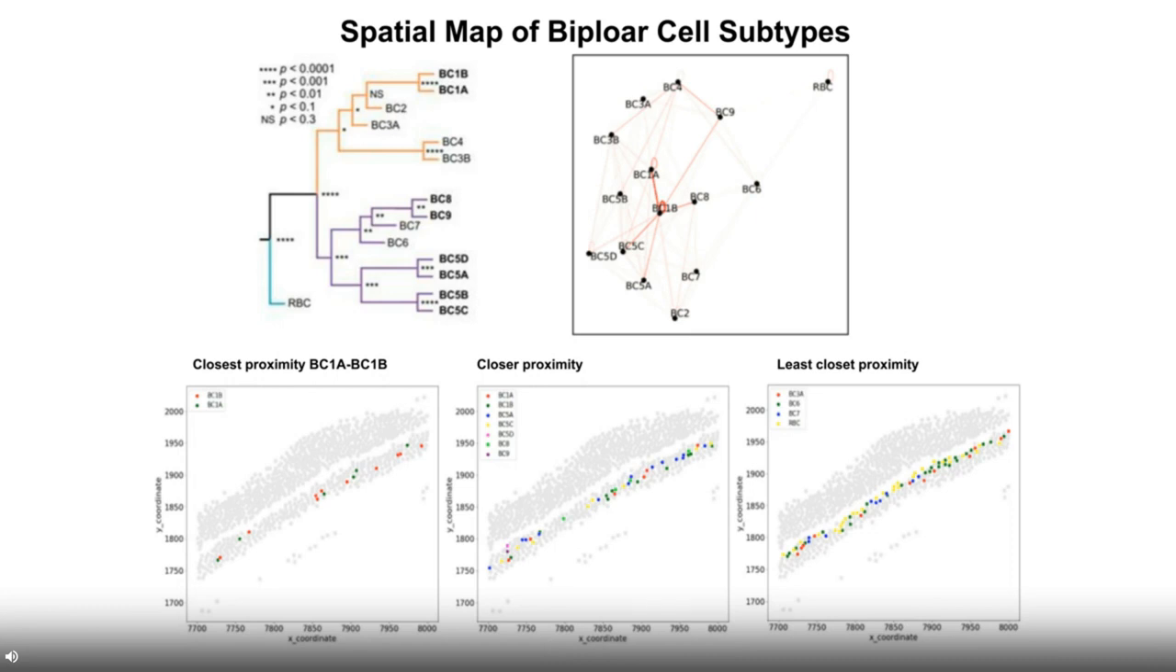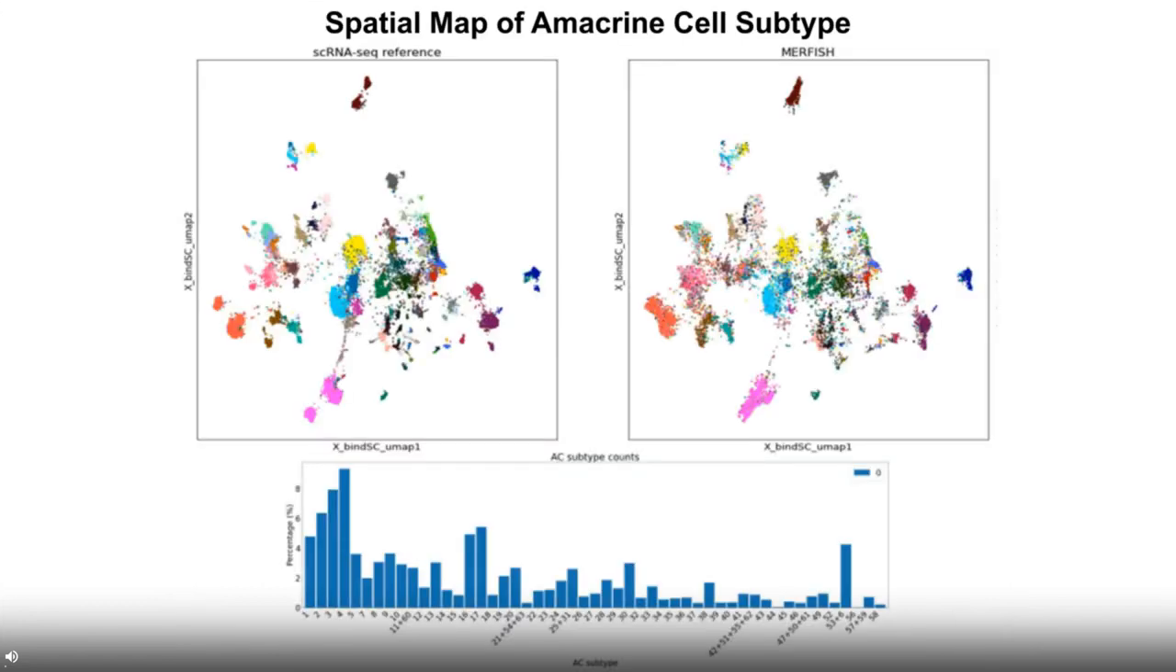However, there are some subtypes, for example BC1A and 1B, which are very similar on the transcriptional level. They are actually located closely to each other, and they often form doublets because they are basically near to themselves. That's in this panel. You can see the green and red dots typically form a doublet, next to each other. Most of the others show a really random distribution.